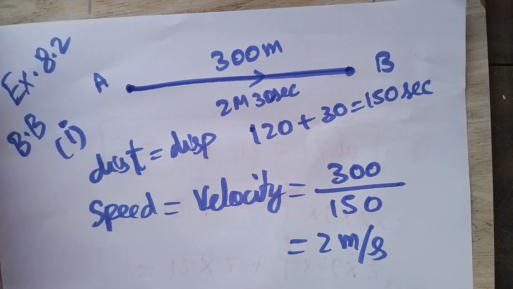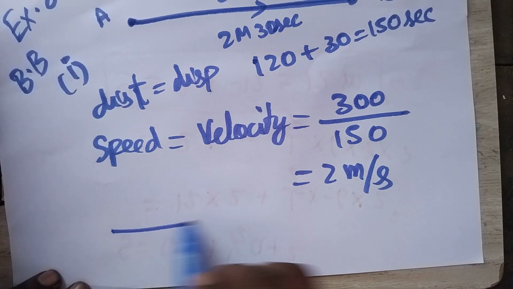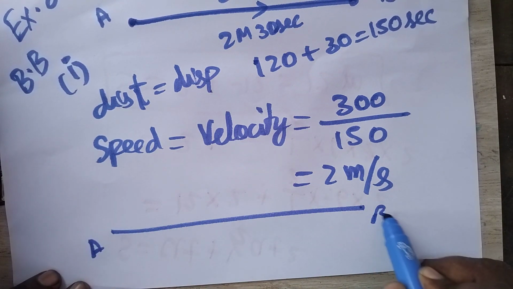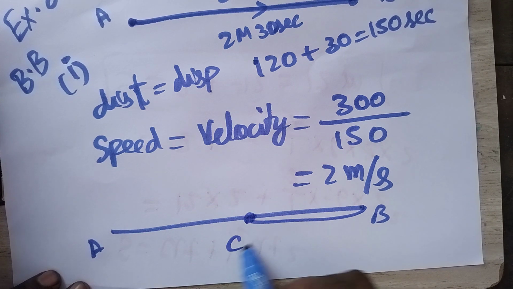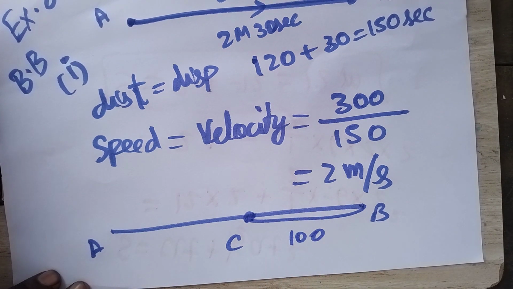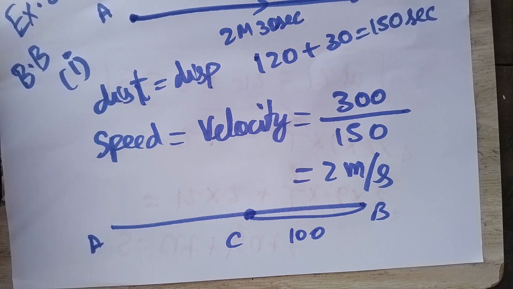Now second, he started from A to B, 300 meters. He comes back 100 meters and stops at point C. Now what is the distance? What is the displacement? That is another question, so again I will explain what is asked.